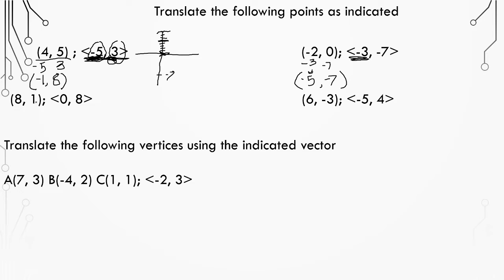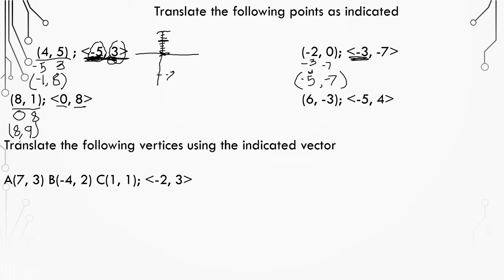And then let's try this one here. So 8 comma 1, left and right 0, up and down 8. So you add 0 and you get 8 back. Again, obviously if you don't change anything, you don't change that number. Positive 8 means you're going to move up 8, right? So I'm going to add 8 here. So 1 plus 8 is 9.